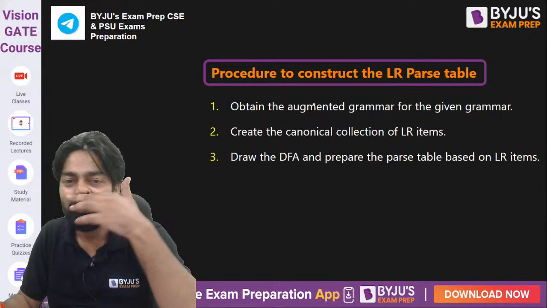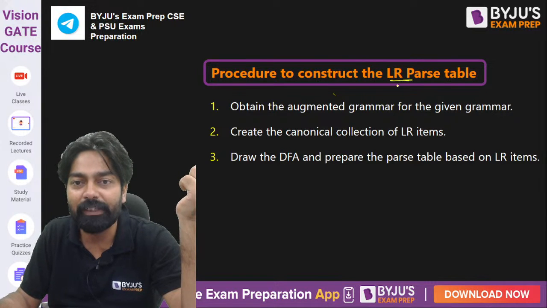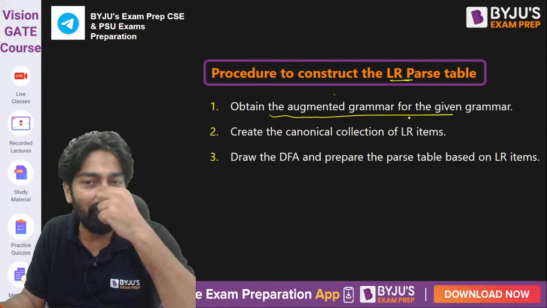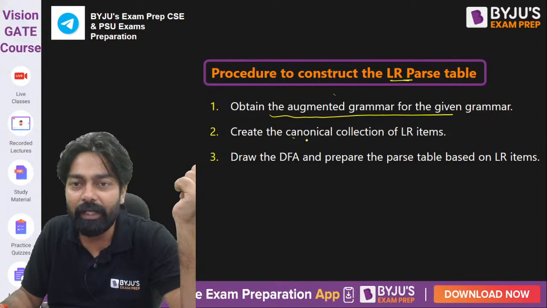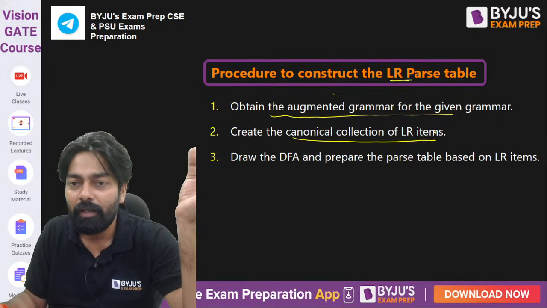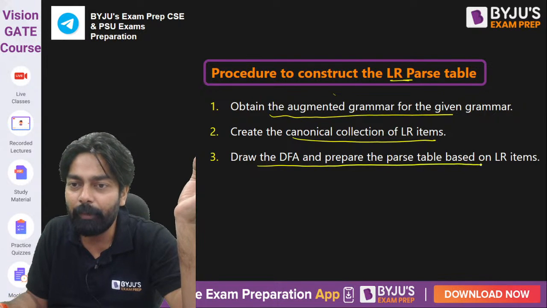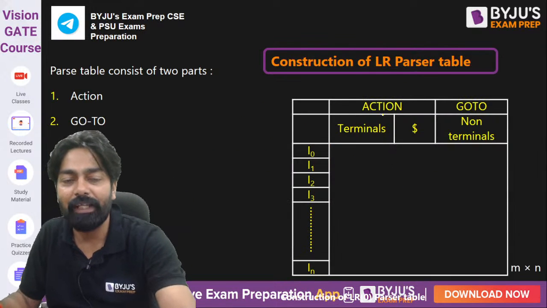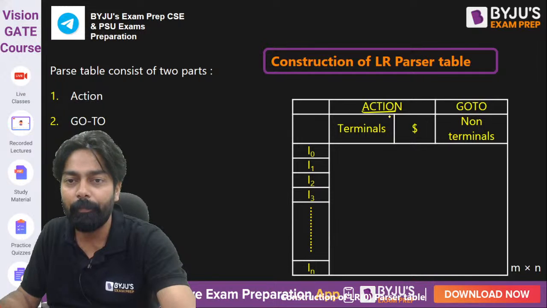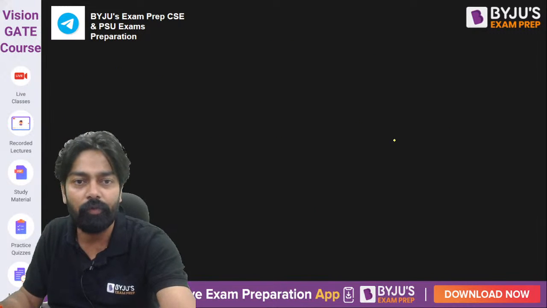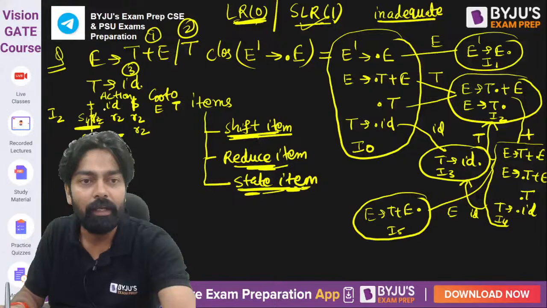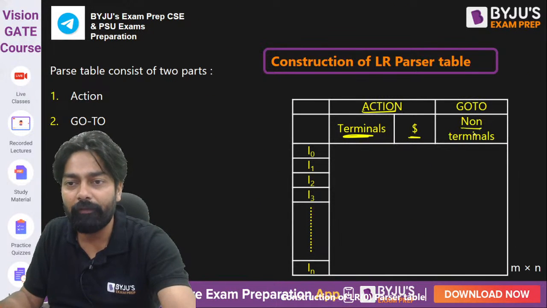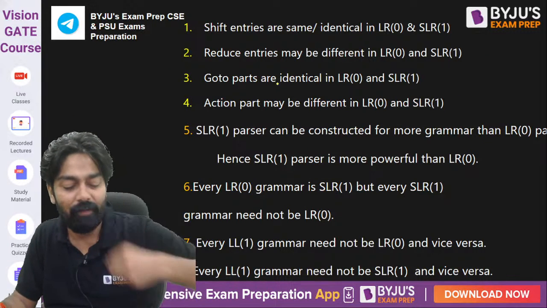Now, my dear friend, here I have written the procedure to construct the LR parsing table. Obtain the augmented grammar for the given grammar as we wrote before. Take a new start state which derives your given start state. Create the canonical collection of LR items. Then draw the DFA and prepare the parse table based on LR items, using closure and goto. The table will look like this. We have the action part, in which we have terminals followed by dollar: plus, ID and dollar. And this is the goto part, where we have non-terminals.